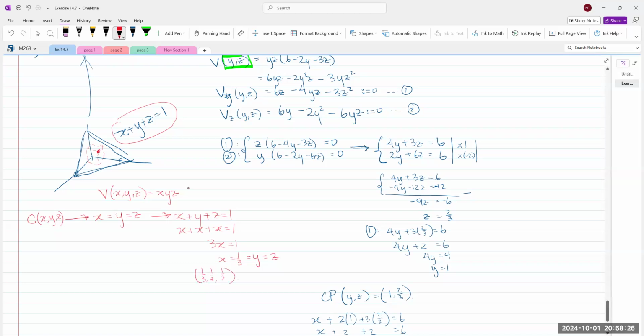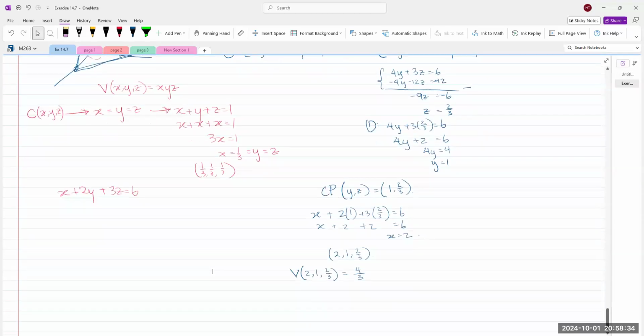Now we go back to the original question. x plus 2y plus 3z equals 6 is actually a plane that you convert from x plus y plus z equals 1, but you stretch in the x direction by 6, in the y direction by 3, and in the z direction by 2.